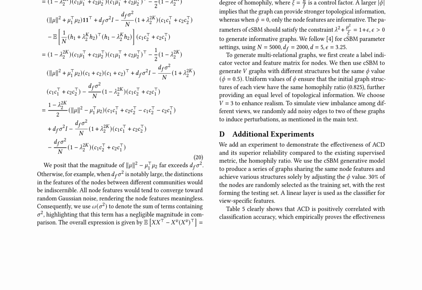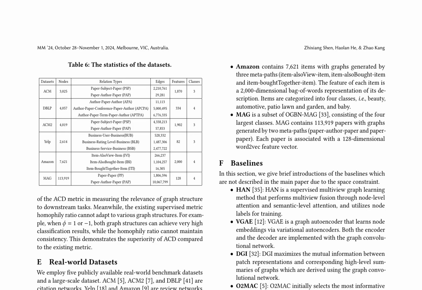In addition, the authors provide supplementary experiments to demonstrate the effectiveness of ACD and its reliability compared to the existing supervised metric, the homophily ratio. Using the CSBM generative model, they produce a series of graphs with varying structures by adjusting the phi value. The results, presented in Table 5, clearly show that ACD is positively correlated with classification accuracy, empirically proving the effectiveness of the proposed method. The evaluation of the ACD metric in measuring graph structure relevance to downstream tasks is presented.